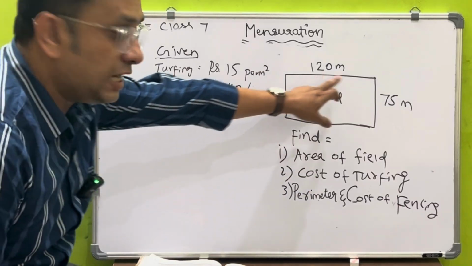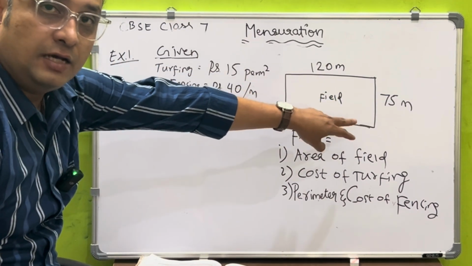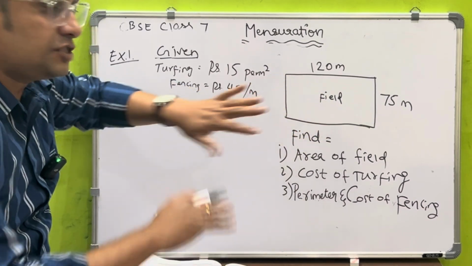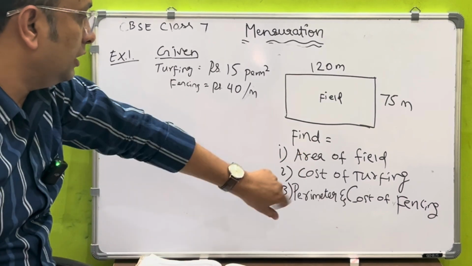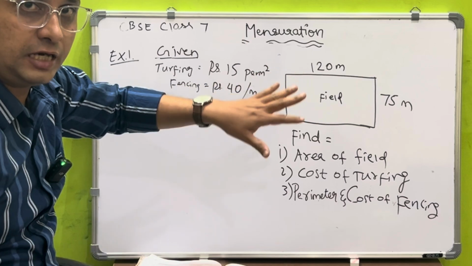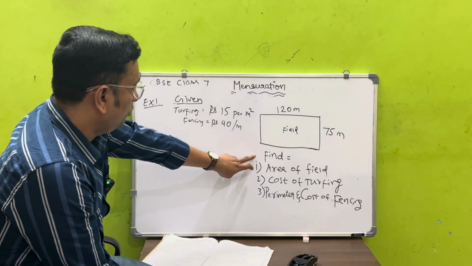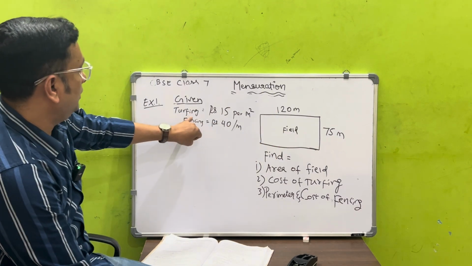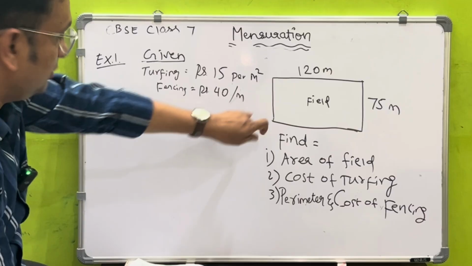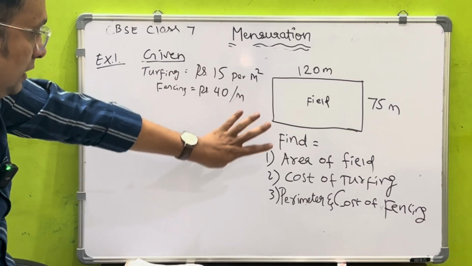The first question: we have a rectangular field, the length is 120 meter and the breadth is 75 meter. Consider this as a field. Imagine this field is full of green, they are turfing it. Turfing in the sense, putting the green lawn, like we used to put in balconies. Now these are the given values: turfing costs rupees 15 per meter square, and fencing costs 40 per meter.